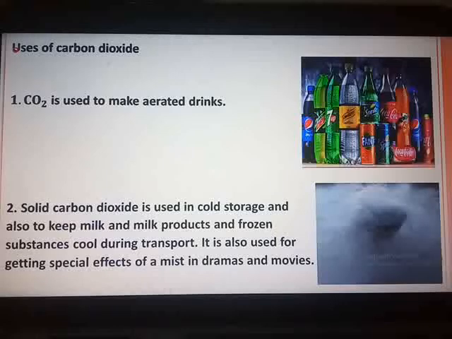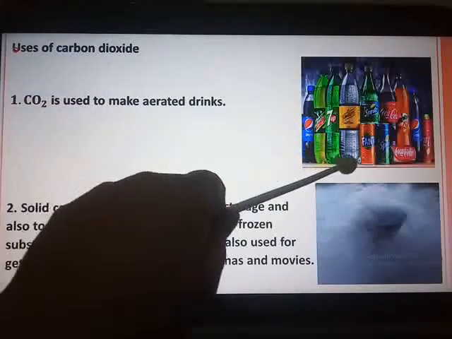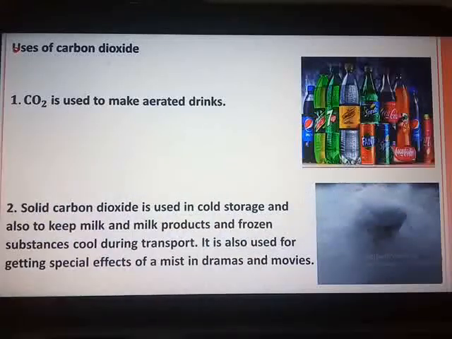Next is the uses of carbon dioxide. You all know it is used to make aerated drinks. Solid carbon dioxide is used in cold storage and also to keep milk and milk products and frozen substances cool during transport. It is also used to get special effects of a mist in dramas and movies.